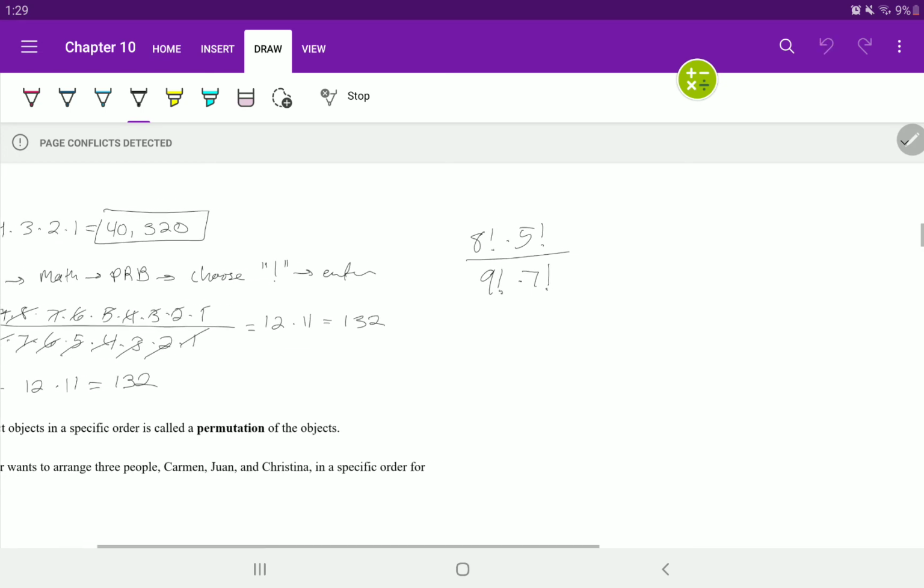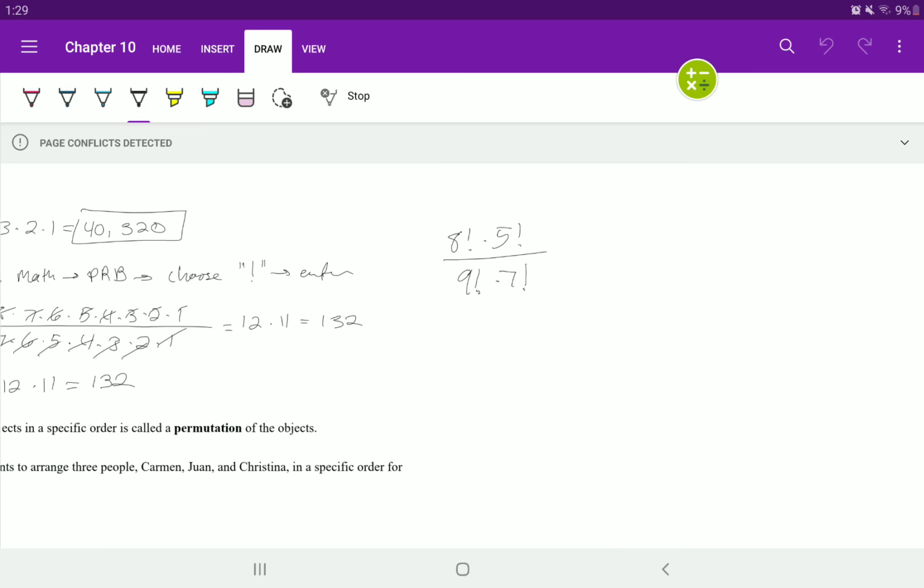What you want to do is line up the biggest on the top with the biggest on the bottom, and the smallest on the top with the smallest on the bottom, which kind of look like they're already lined up. If you get one of these, break that up into two different fractions. 8 factorial over 9 factorial, times 5 factorial over 7 factorial.